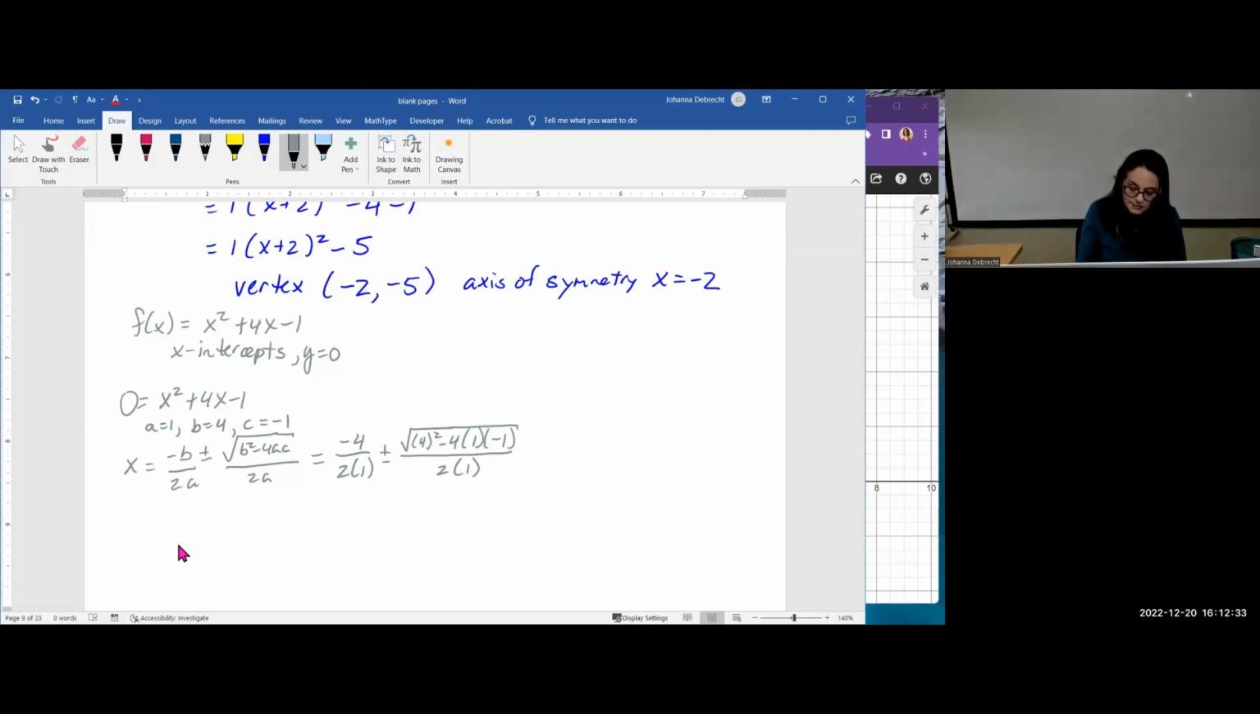So this gives me -4 over 2, which is going to give me a 2, plus or minus, square root. 4 squared gives me 16. Now do the signs. Positive or a negative times a positive times a negative is a positive. All right, so I have a positive, and that's going to give me a 4, all divided by 2. Now I have to add the 16 and 4 first. So I get 2 plus or minus the square root of 20 divided by 2.